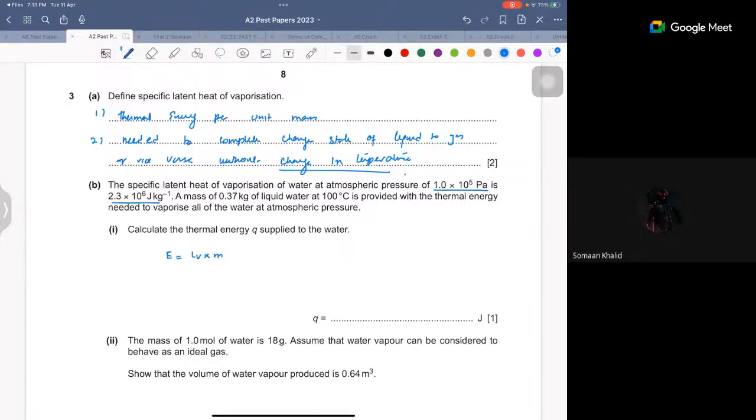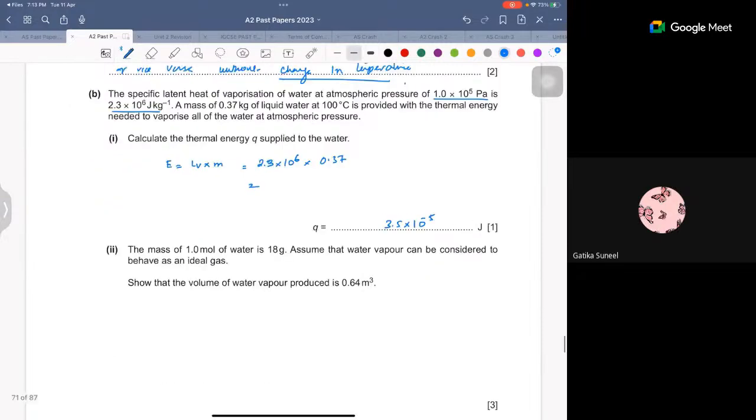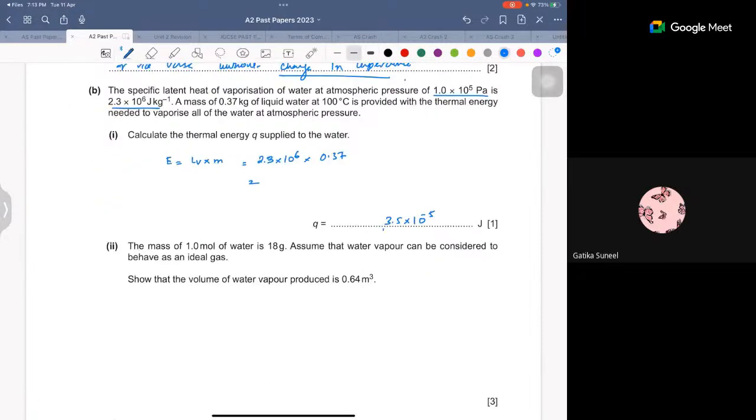The latent heat of vaporization is given as 2.3 times 10 raised to 6, and the mass is 0.37. What do you get? 8.5 times 10 raised to 5. Okay, 8.5 times 10 to the 5.